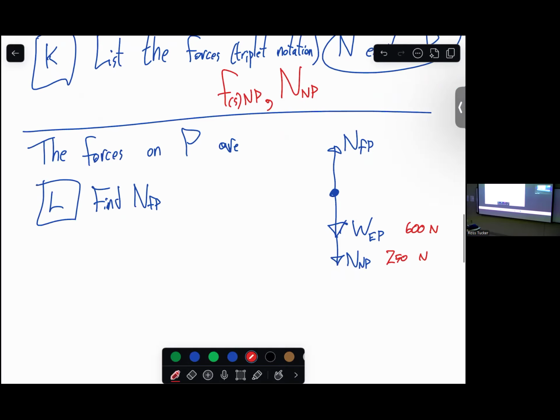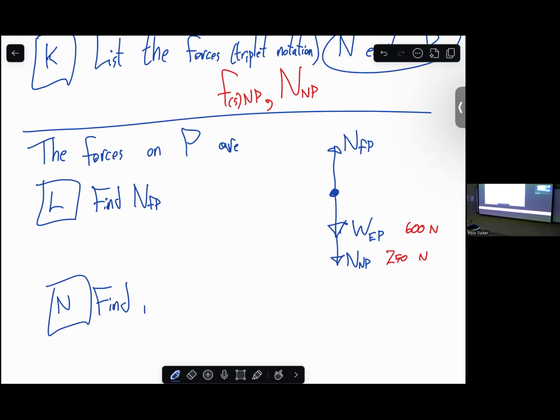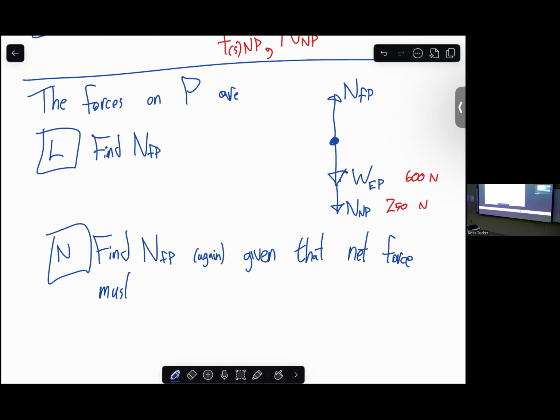Please put together the puzzle pieces. I just gave you all the things you need to know. Now drink from the lake I led you to. Find NFP again. That's more like it. Mostly.